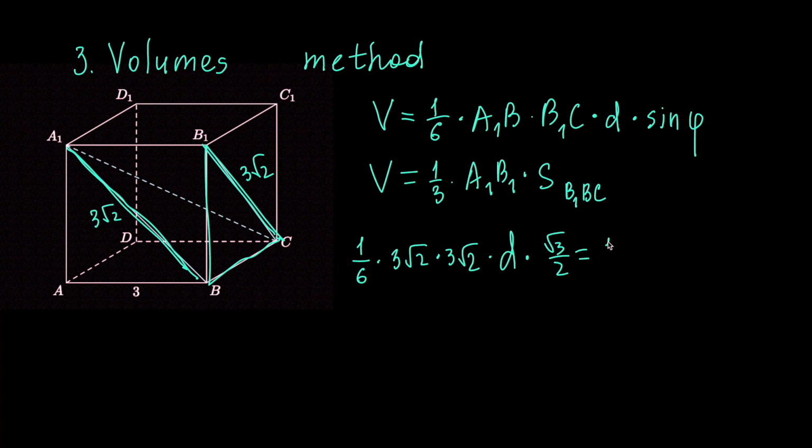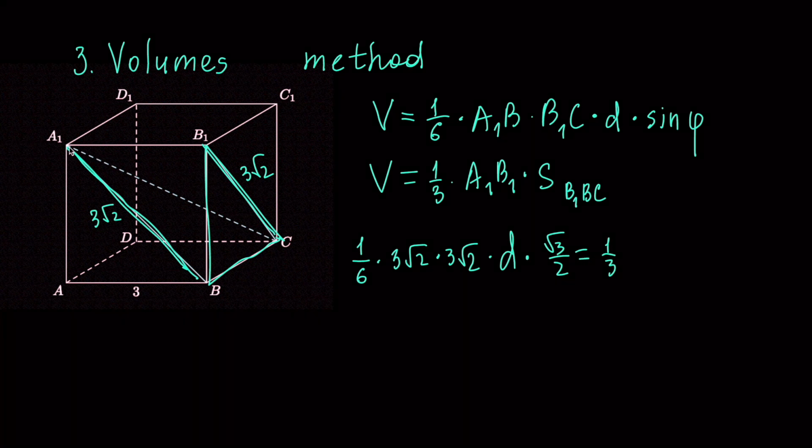On the other hand, this volume is 1/3 multiplied by 3, multiplied by 1/2 of 3 times 3, which is the area of this base, which is a right-angled triangle with a leg 3. And if we solve this equation, we have the square root of 3 for the distance between the skew lines.